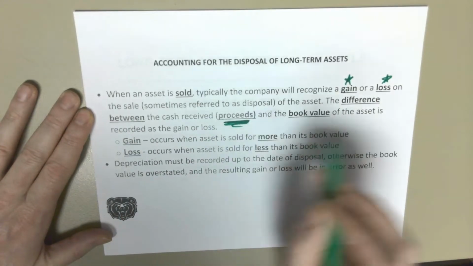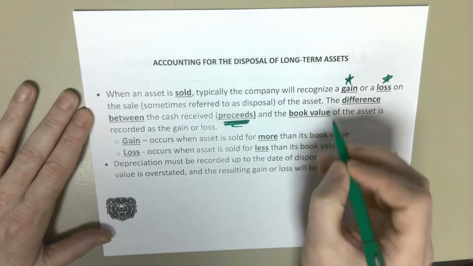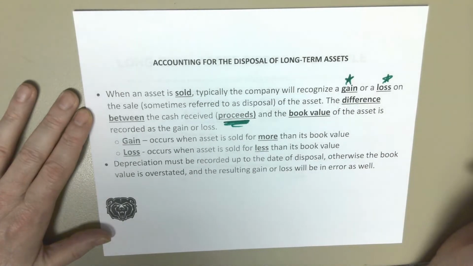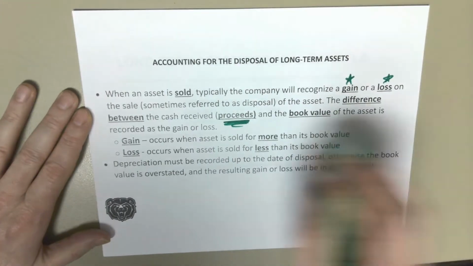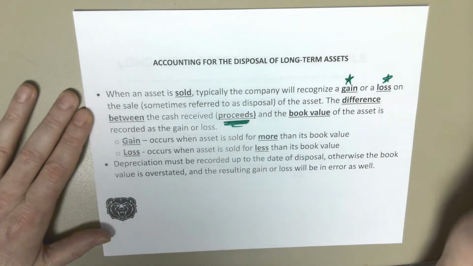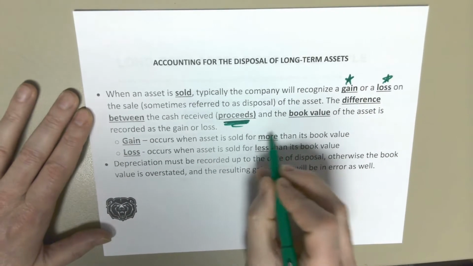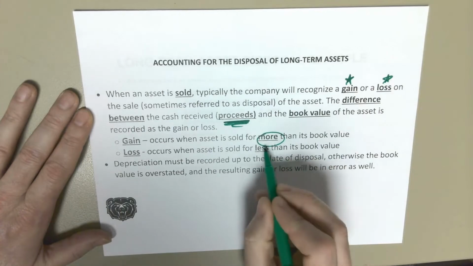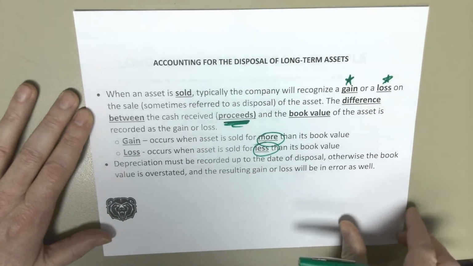So the difference between the proceeds and the book value, remember the book value is your depreciable base minus any accumulated depreciation, right? So your proceeds less your book value is going to be recorded as a gain or a loss. A gain is obviously when you sell it for more than the book value. A loss is when you sell it for less than the book value, okay?